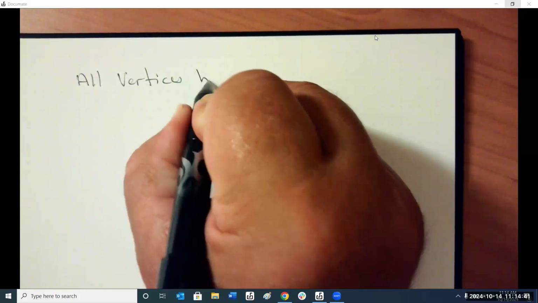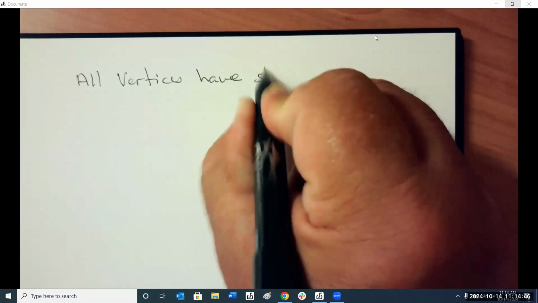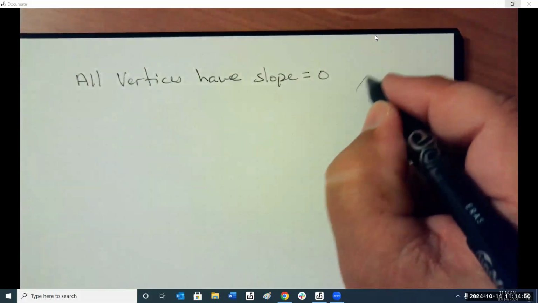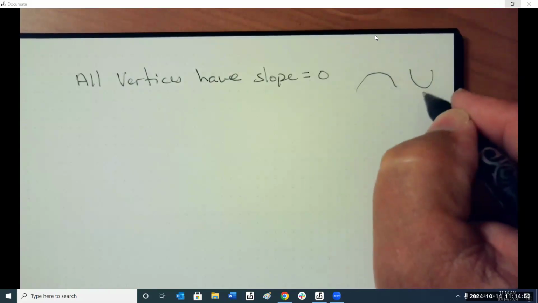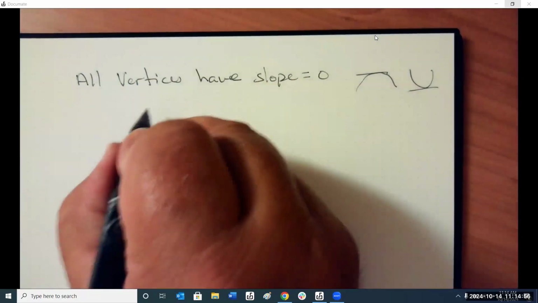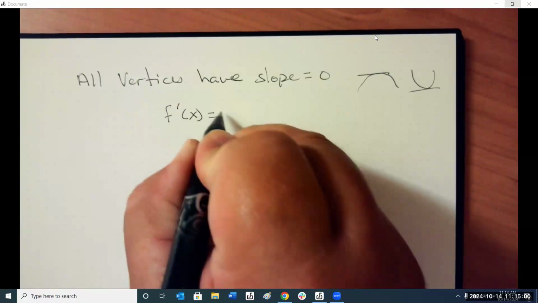Remember, all vertices have slope equals 0 because it's either the top or the bottom. So it's a horizontal slope, which means the first derivative at those points is 0.